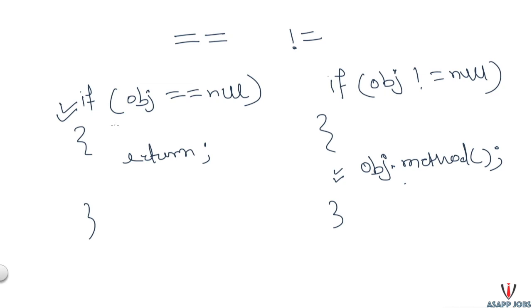And to understand the second point, let's get back to our code editor, where we will create one example. In that example, you will clearly see one problem which we cannot solve if we're using this equal or not equal operator to check the null value.